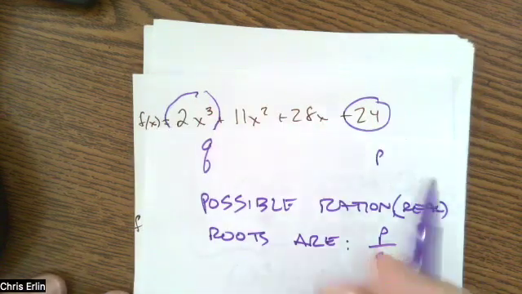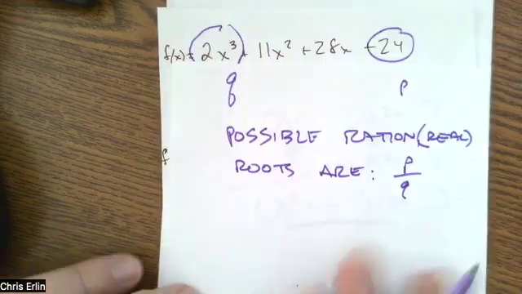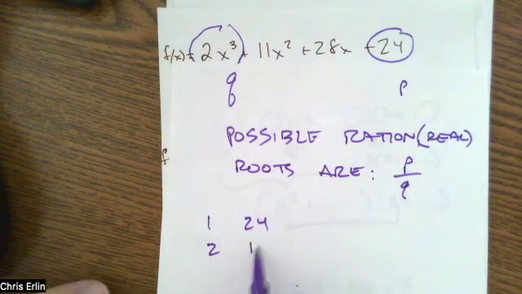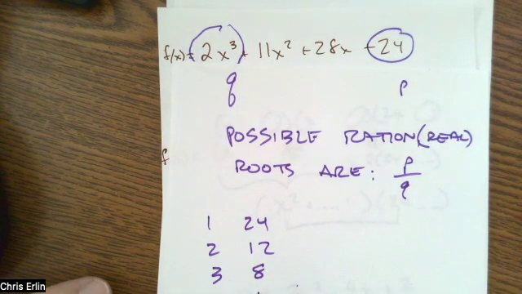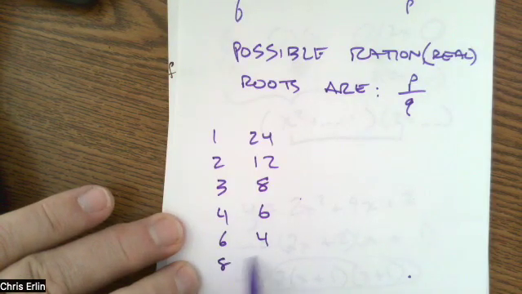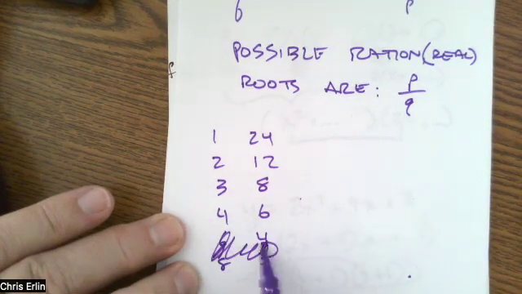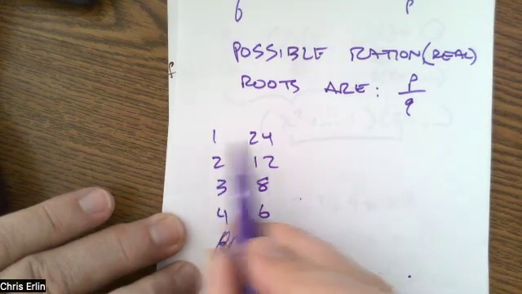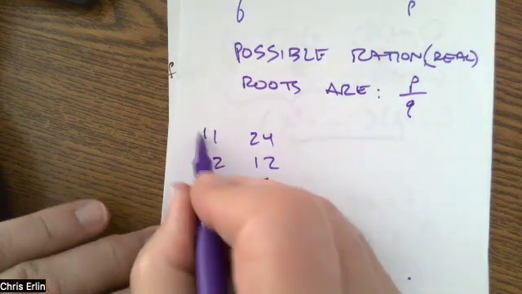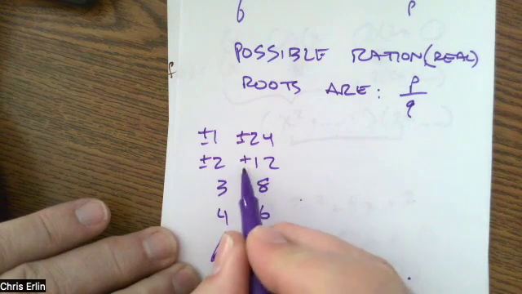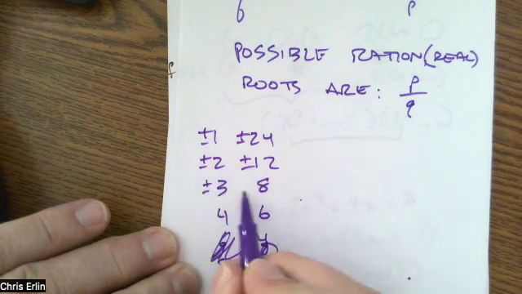So what are all the factors of negative 24? Well, we could have 1 and 24. We could have 2 and 12. We have 3 and 8, 4 and 6. 5 doesn't work. Is it worth going into 6 and 4 again? And now 8 and 3 again? No, because I've already done those. So I'm not going to worry about those. But I also have to worry about the positives and negatives of these. So it could be plus or minus 1, plus or minus 24, plus or minus 2, plus or minus, right?